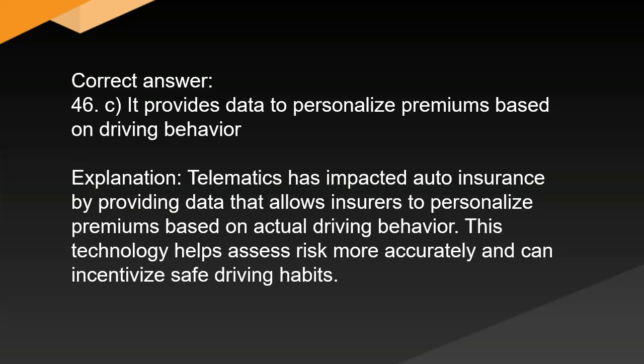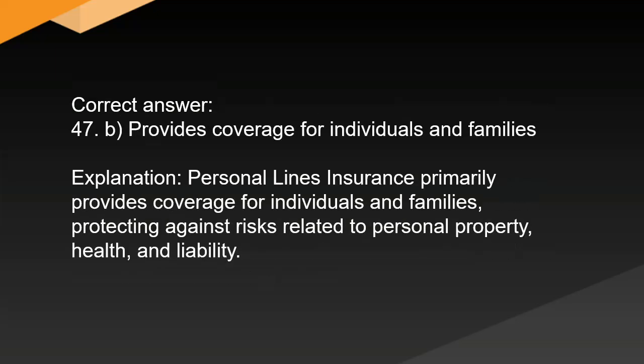Correct answer. C. It provides data to personalize premiums based on driving behavior. Explanation. Telematics has impacted auto insurance by providing data that allows insurers to personalize premiums based on actual driving behavior. This technology helps assess risk more accurately and can incentivize safe driving habits.